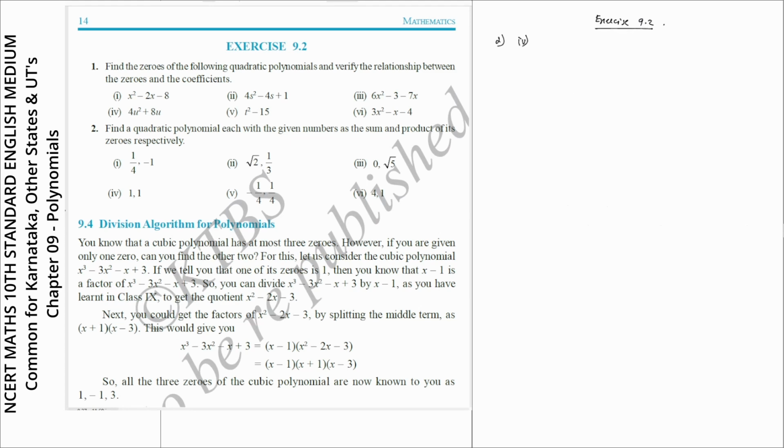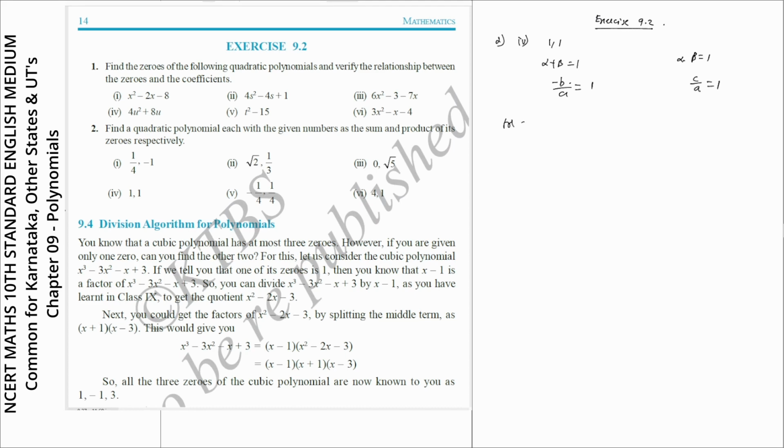Okay. Exercise 9.2, question number 2, fourth sub question. The given values are 1 and 1, that is alpha plus beta is equal to 1 and alpha into beta is equal to 1. So alpha plus beta is also equal to minus b by a. Minus b by a is equal to 1 and alpha into beta is nothing but c by a. C by a is equal to 1.